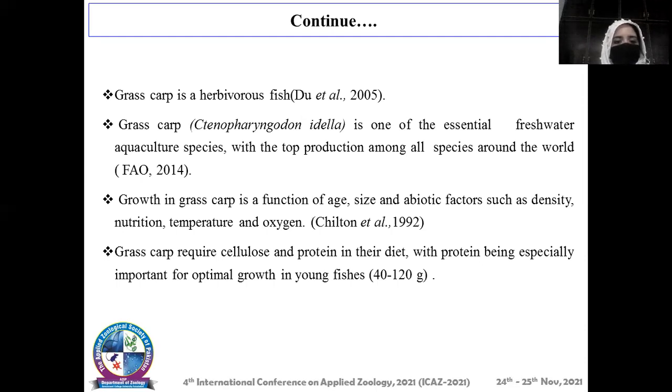This species, which I used and researched, is grass carp. Grass carp is a herbivore. Grass carp scientific name is Stenopharyngodon idella. Grass carp is one of the essential freshwater aquaculture species with the top production among all species around the world. Growth in grass carp is a function of age, size, abiotic factors such as density, nutrition, temperature, and oxygen. Grass carp requires cellulose and protein in their diet, with protein being especially important for optimal growth in young fishes.